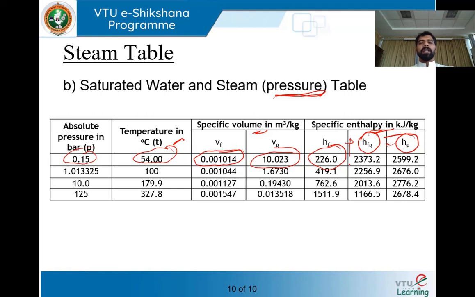These are the two tables we have to refer to before solving any numericals: the temperature table or the pressure table. If the temperature is given in the problem, refer to the temperature table and note down the corresponding specific volume and enthalpy. If the pressure is given in the problem, refer to the pressure table and note down the corresponding temperature, specific volume, and specific enthalpy.